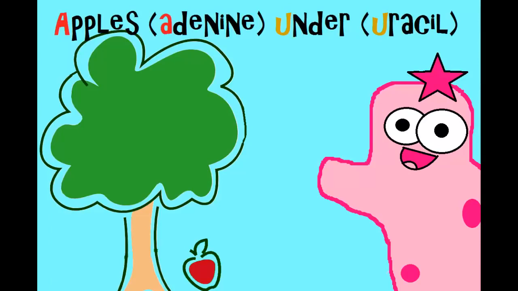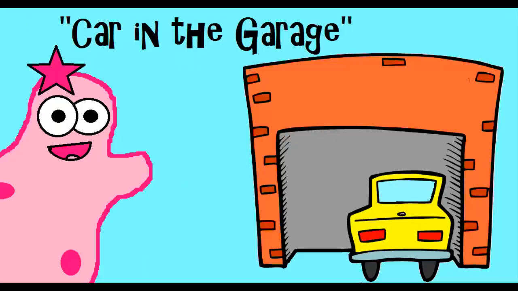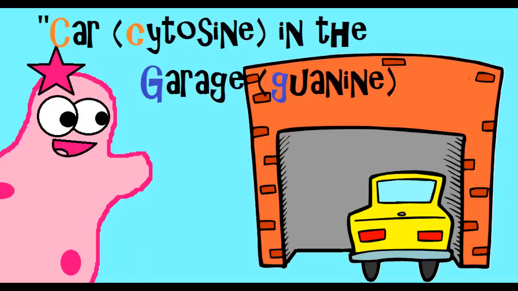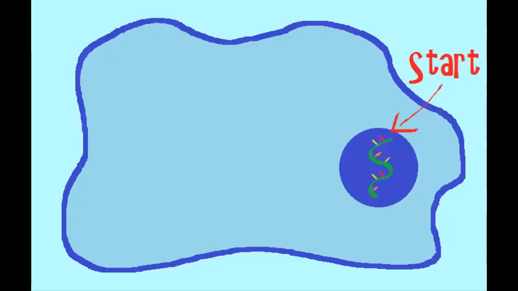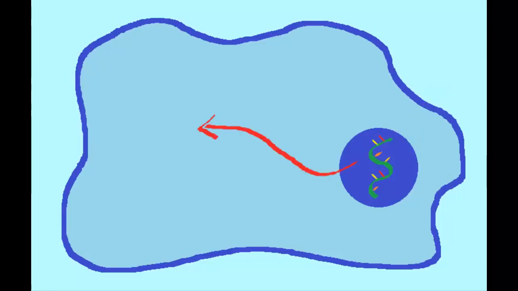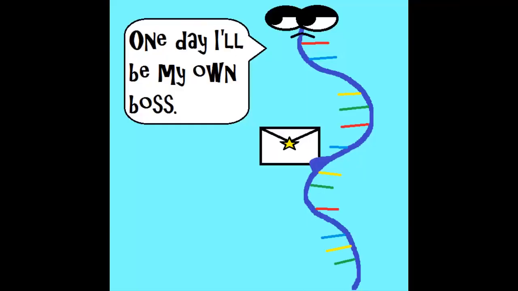A for adenine and U for uracil. They go together. Also, there's still C and G. Remember cars in the garage, that helps you remember cytosine goes with guanine. So the bases are pretty much the same in RNA except for the uracil instead of thymine. RNA also will start out in the nucleus, but it's going to travel out of the nucleus. It's going to help deliver the message.